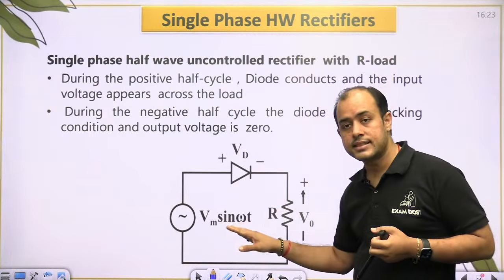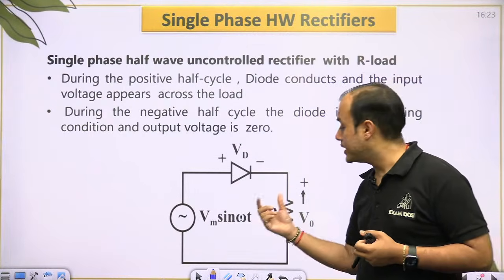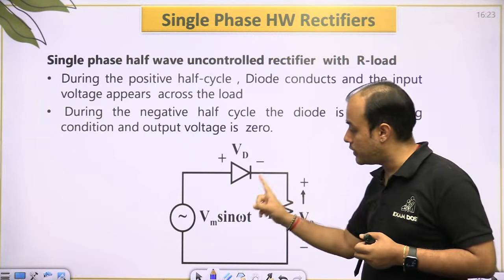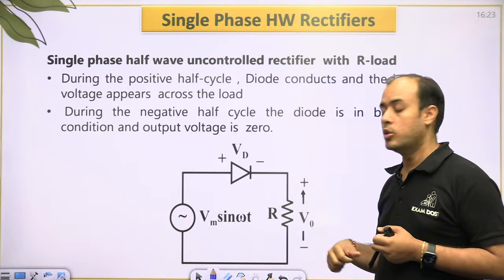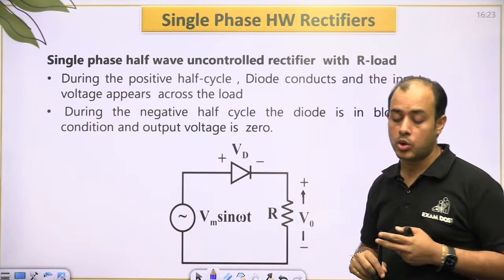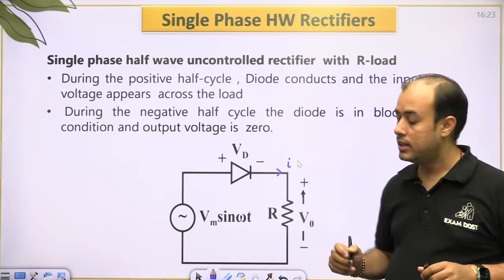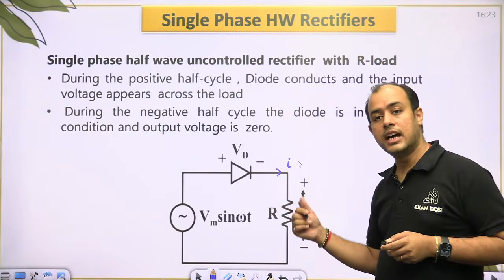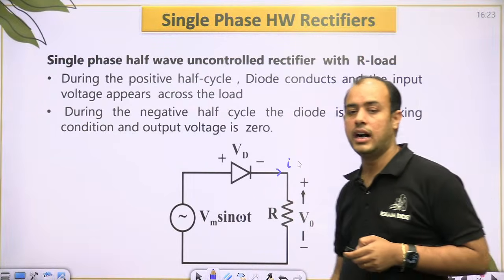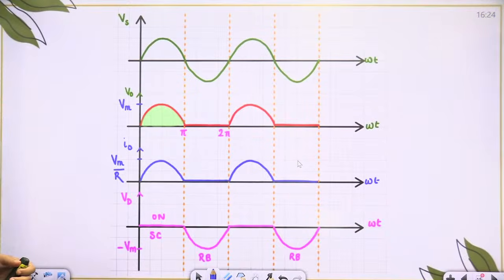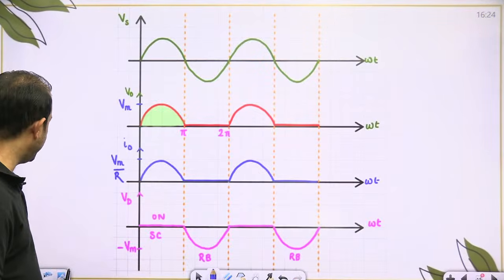When I am taking a sinusoidal input, during the positive half cycle, diode will be on, so output will be same as the input. During negative half cycle, diode will be off, because of which current will be zero. If current is zero, the V0 will be zero. अगर current zero आया तो V0 will be zero. So see this, what is happening beta?